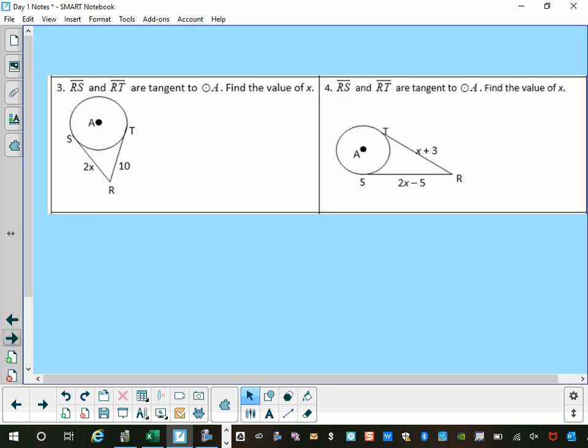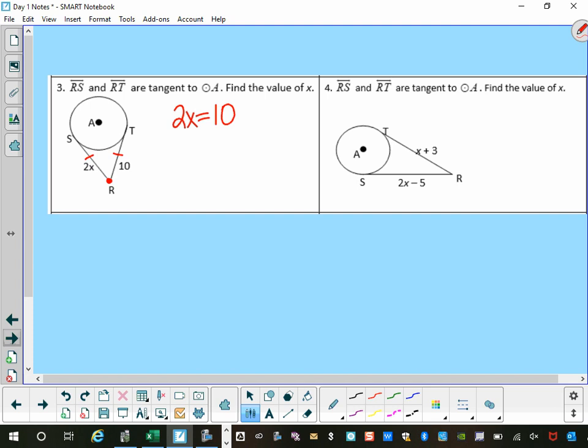All right, number 3. RS and RT are tangent to circle A. Find the value of x. All right, out of S, T, and R, which one is my external point? R, because that is not on my circle. So that means that SR and RT are tangents. Because they share the same external point, this side of 2x is congruent to the other side of 10. If I wanted to set this up as an equation, what would I do? 2x equals 10.